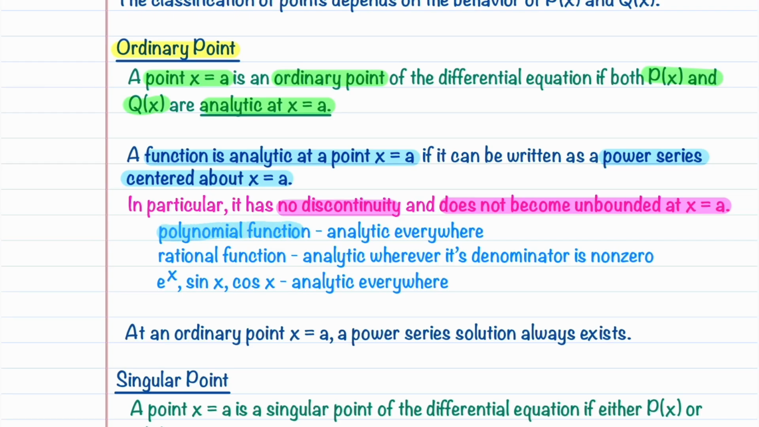A polynomial function is analytic everywhere. A rational function is analytic wherever its denominator is non-zero. And then functions like e to the x, sine x, or cosine x are analytic everywhere. You may remember in calculus finding a Taylor series for these types of functions. This next part is really important. At an ordinary point x is equal to a power series solution always exists.